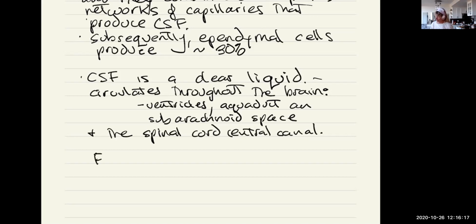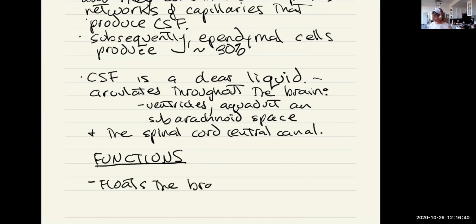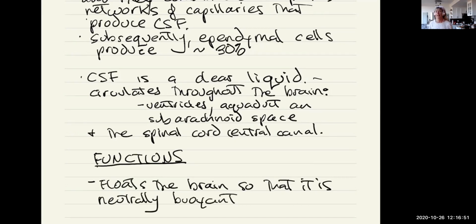So what could the functions be of cerebrospinal fluid? Basically, your brain is suspended in this fluid as if it's floating. In a sense, it is actually floating. So it floats the brain so that it is neutrally buoyant. If it weren't for that, the pressure of the weight of the brain would crush it.